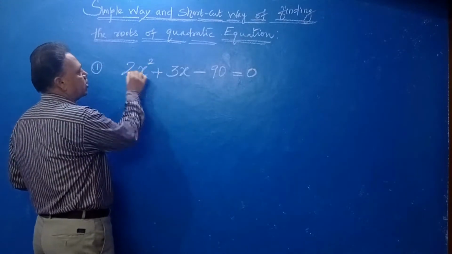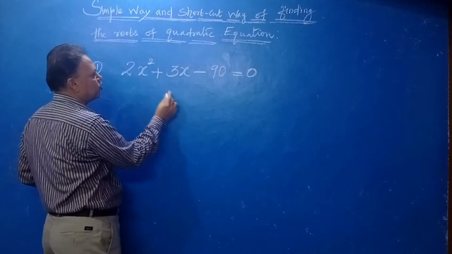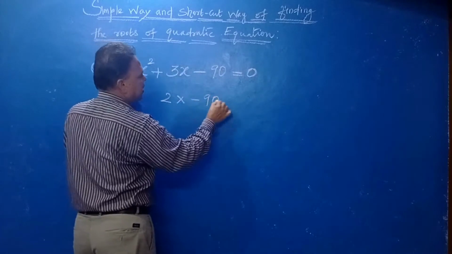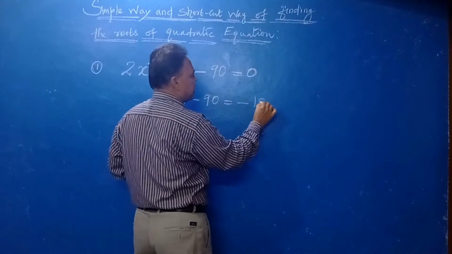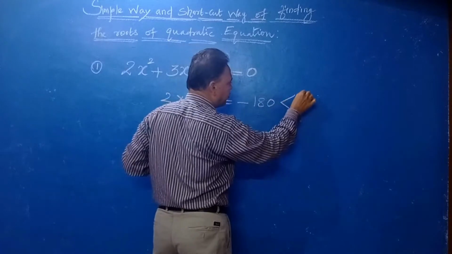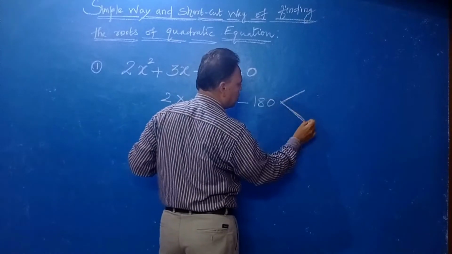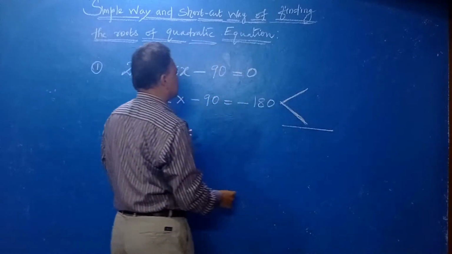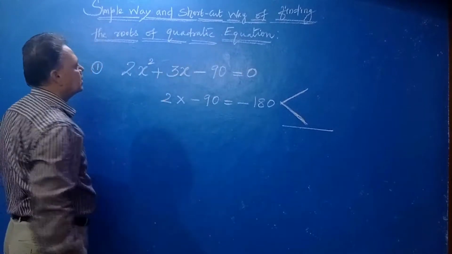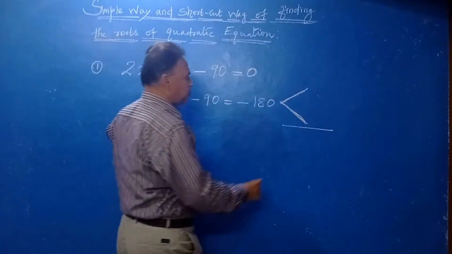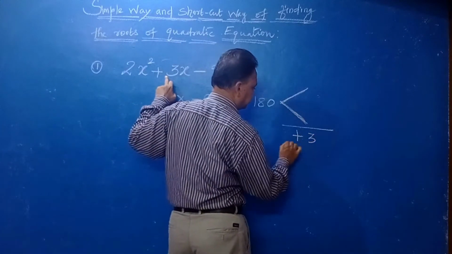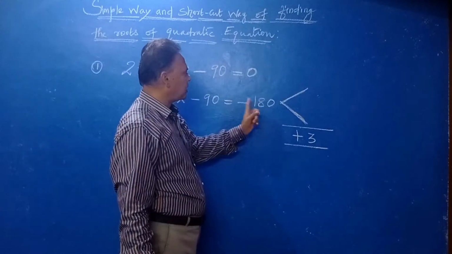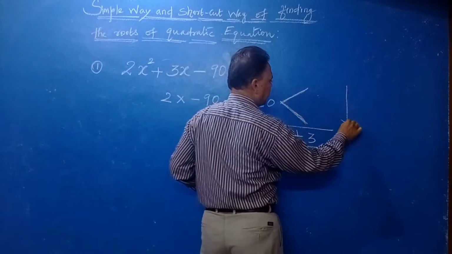First write the x squared coefficient. This part you already know. Clear? 2 into minus 90 is how much? Minus 180. Split it into two factors as usual. The middle term coefficient is plus 3. When you add, you have to get plus 3. When you multiply, you have to get minus 180.